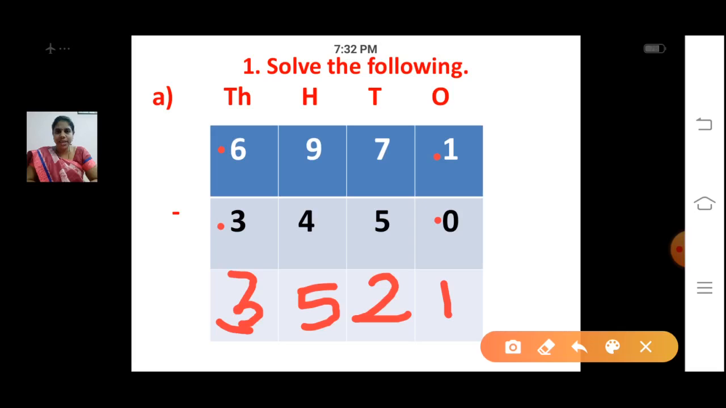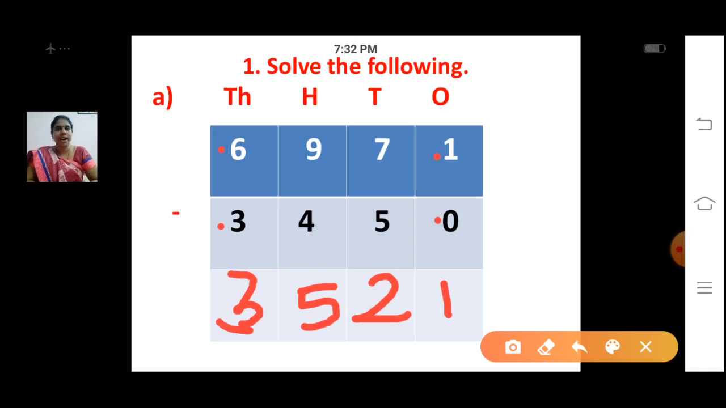When you subtract 6,971 minus 3,450, the answer is 3,521. So what is the first step? First we have to subtract the ones place. So 1 minus 0 is 1. Write it down. Now let's move on to the tens place. 7 tens minus 5 tens. 7 minus 5 is 2. So write it below the tens place.